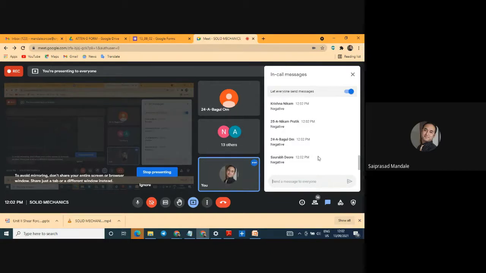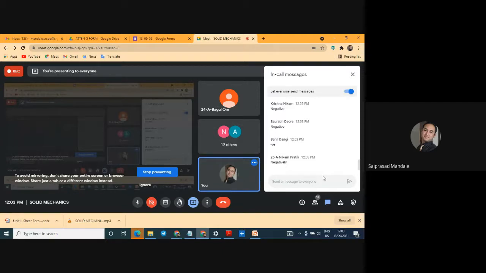Very good. So many answers are there. Clockwise movement in the left hand side of the section is positive or negative? Very good. Nice, very good, Sahil Dangi. Anti-clockwise movement in the left hand side of the section is positive or negative? Very good. Negative. Nilesh, Saurabh, Sahil, Nikam. Very good.